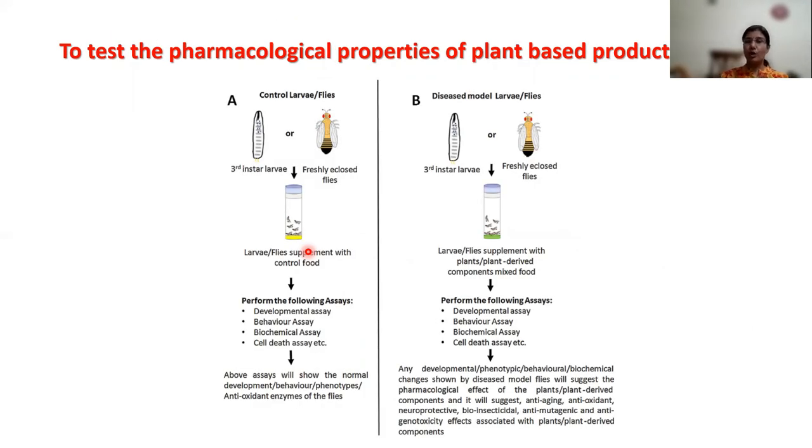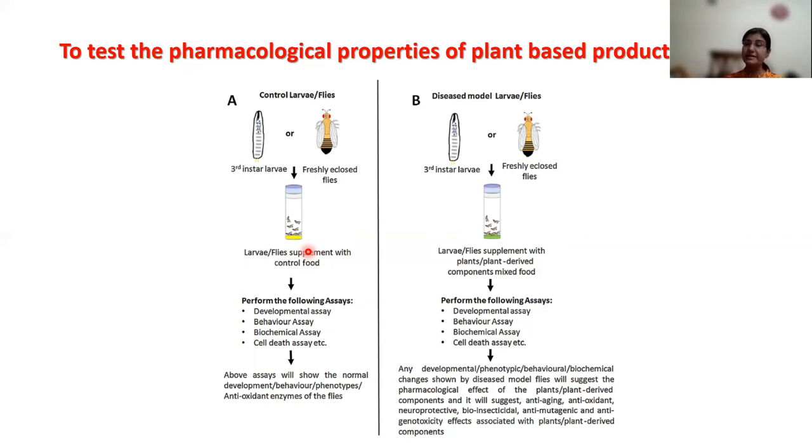Now, another aspect of using this model organism at the undergraduate level is we can design small projects for the students. Like one idea of a project is to test the pharmacological properties of plant-based products. This can be easily done by a botany student or a zoology student or any life science student. As we know, the fly genome is about 180 megabase pairs in size and it is fully sequenced. It codes about 14,000 genes, which is very much comparable to the human genes, which number about 30,000. We have seen that it shows about 75% similarity with the disease-related genes in humans. Thus, it gives us a great potential to be used as a human disease model.